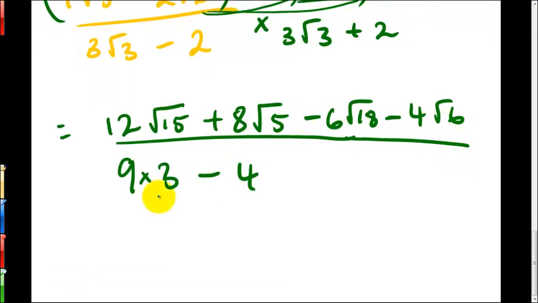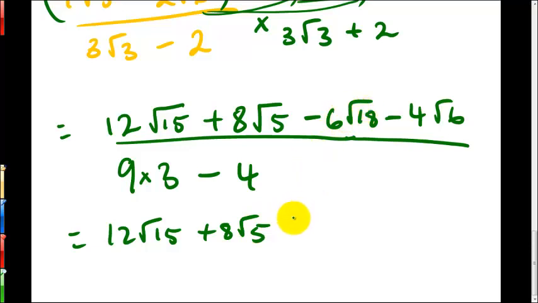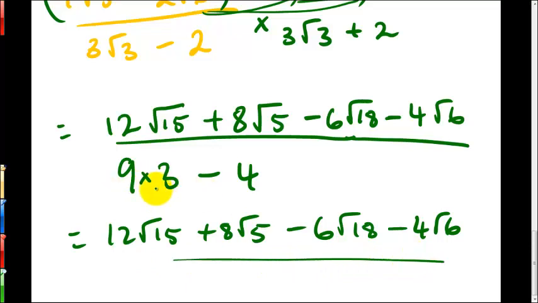Okay? And then we just simplify before we finish off. 12 root 15 plus 8 root 5. This can get simplified, but because I can see nothing else is going to get simplified, we'll just leave that for the time being. We'll leave it as minus 6 root 18, minus 4 root 6, all over 9 times 3 is 27, take away 4 is 23. And that's it. That's my answer. So that's rationalizing the surds. Not a very hard concept. Hopefully you guys found that pretty easy. Thank you.